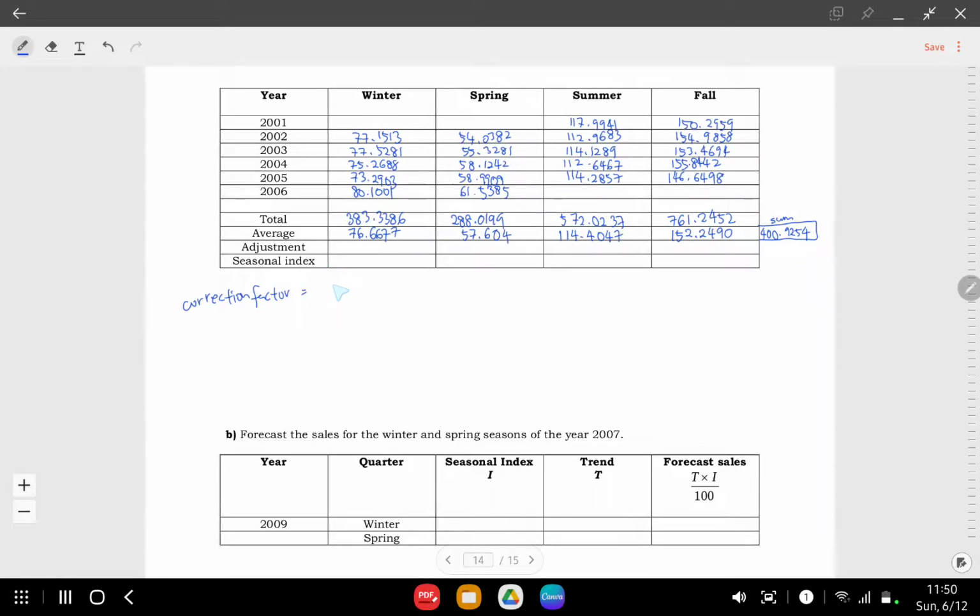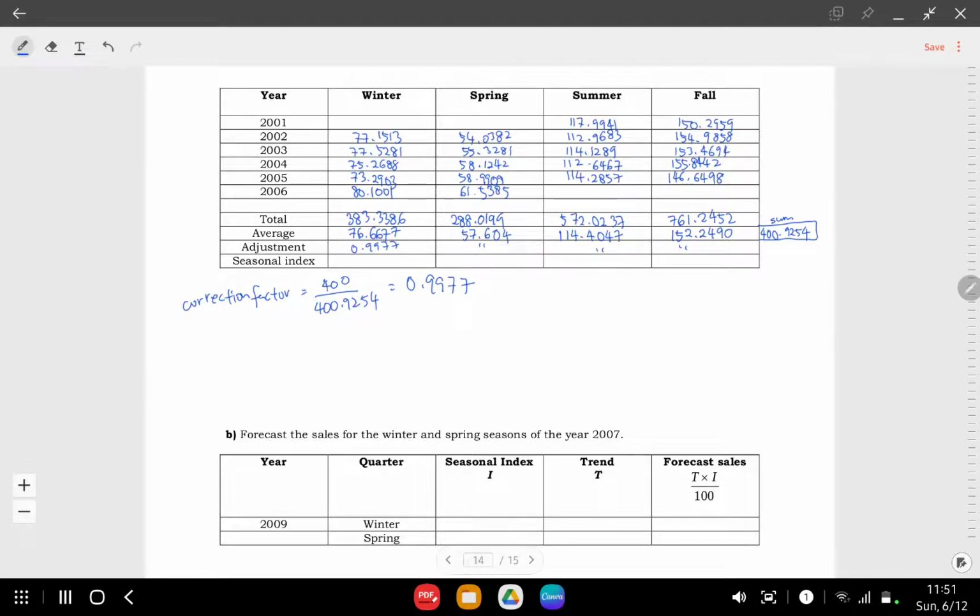The formula is the required total. So in this question, our required total is 400, divided by the total of the average, 400.9254. So it is equal to 0.9977. Okay, so the adjustment is 0.9977. So this is the same for all of them.